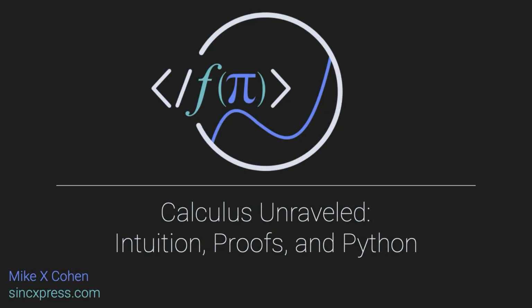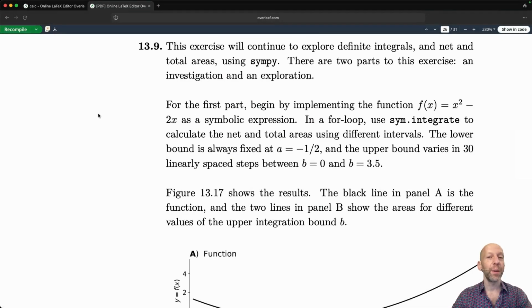Here in exercise 9, we will continue using SymPy to explore and understand definite integrals, in particular net versus total area. There's actually 3 parts to this exercise, 2 main parts, and then there's a third bonus part that I'll get to at the end. Okay, so the first part is an investigation.